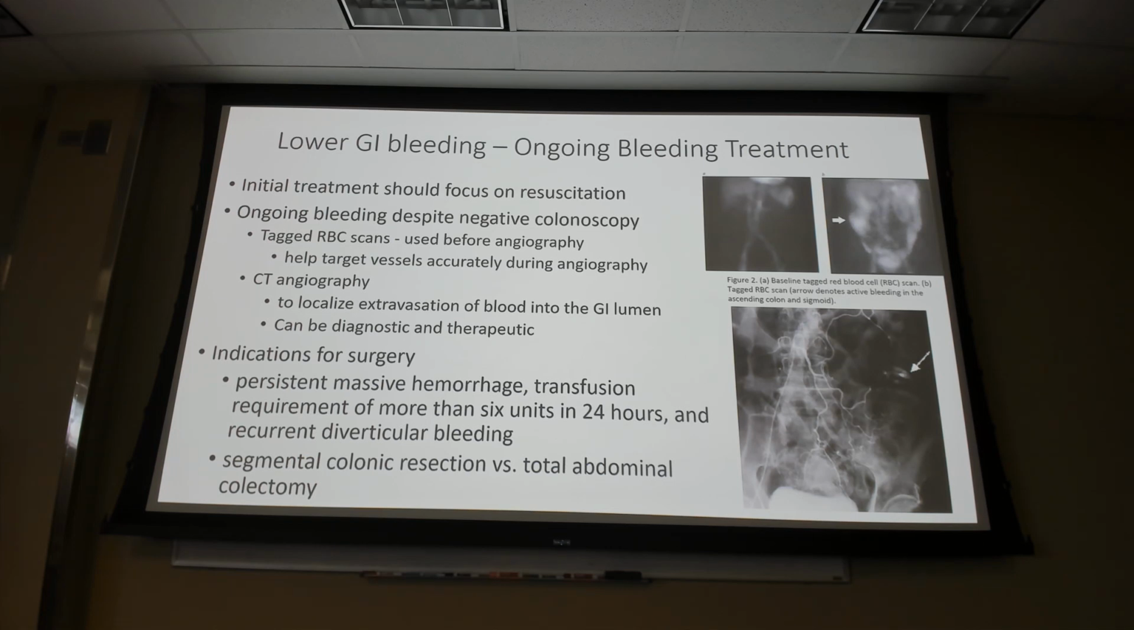Indications for surgery are if they're unstable. Basically, they require multiple units, typically more than 6 units in 24 hours. Or if it's any recurrent bleeding, then we might take them to the OR. And then when we do that, once we've found the site of the bleeding, we'll usually do a segmental colonic resection versus a total colectomy.